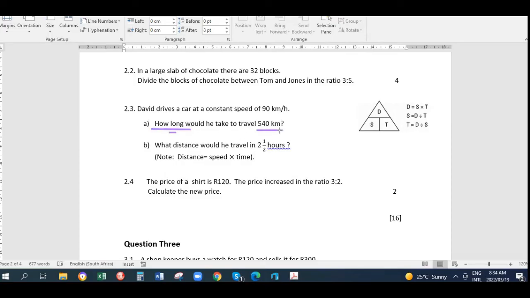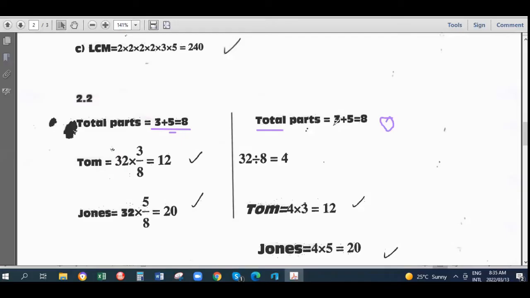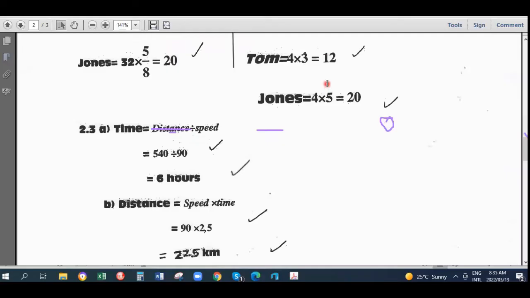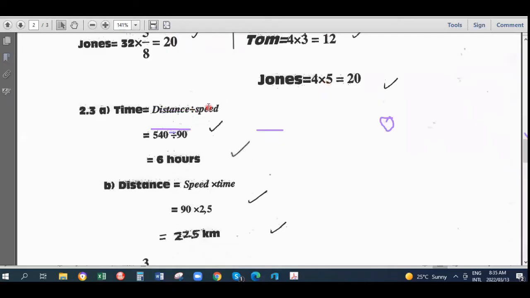So you're given the distance. The distance is 540 kilometers. If we want to know time, how long? Time is distance over speed. You're working on time, so distance over speed will give you time. That's your time. So 540 divided by 90 gives you 6 hours.